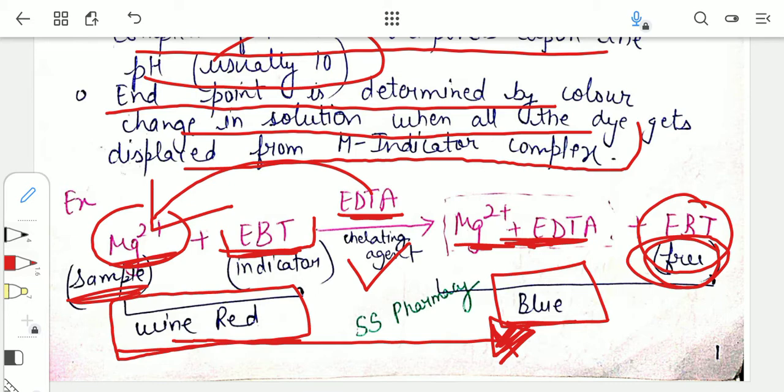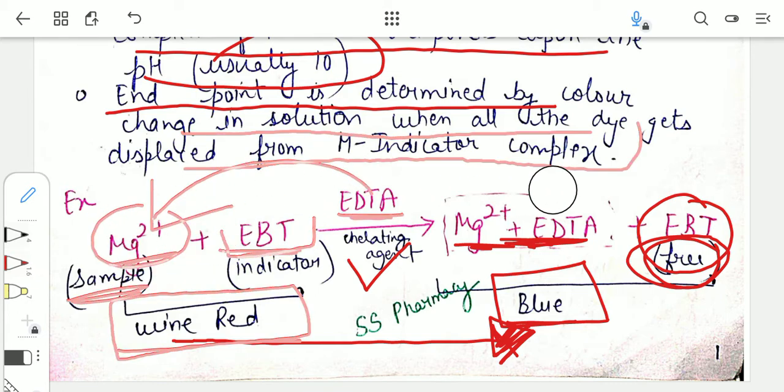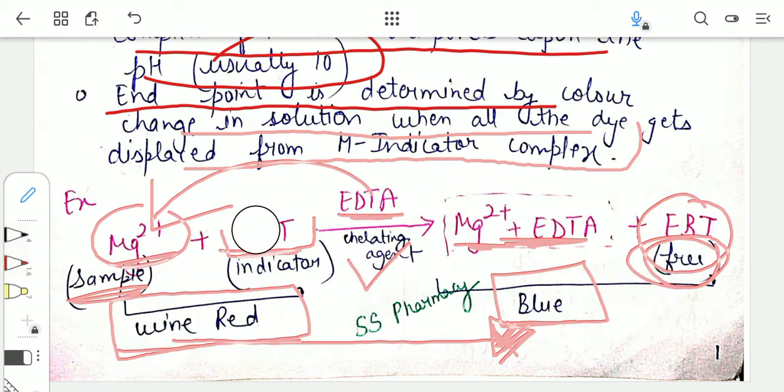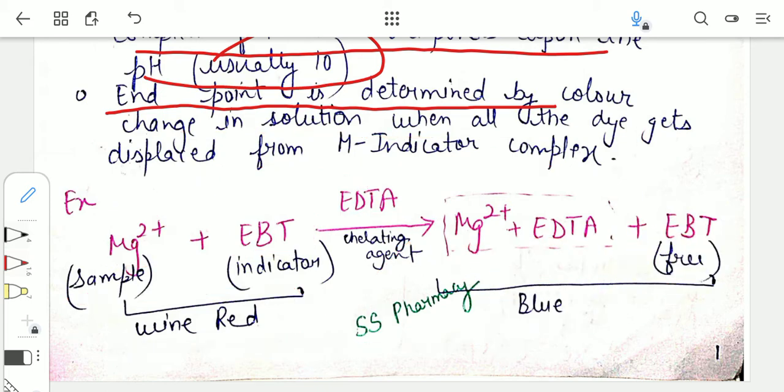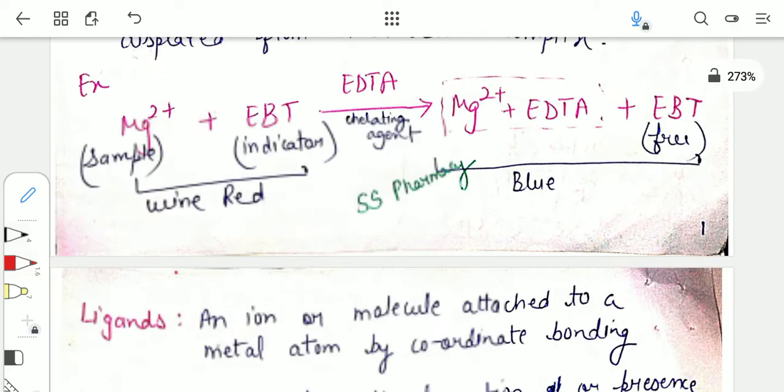So this is the basic principle of complexometric titration: suitable metal ion indicators are used, which change the color of the solution and indicate our endpoint. So I hope this theory is clear to you. Now there are certain terms which are used in this titration, which are often asked in short questions, so it is important to know them.